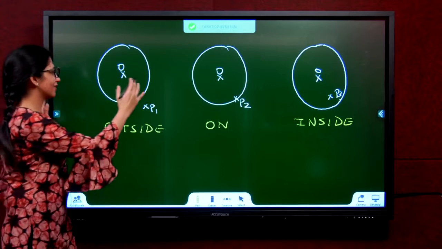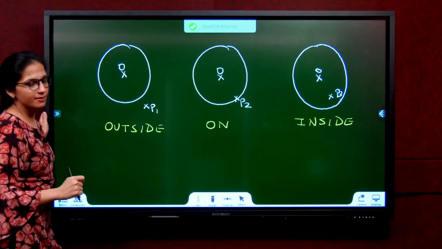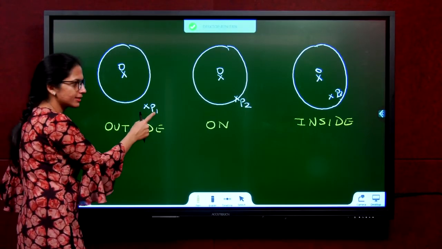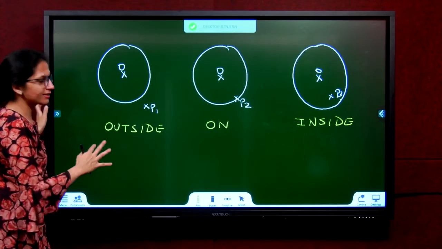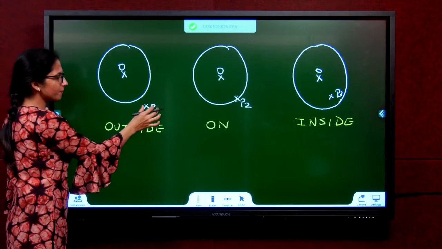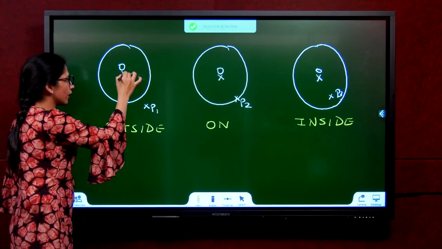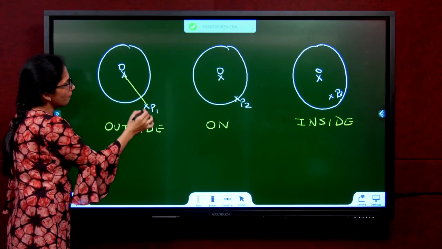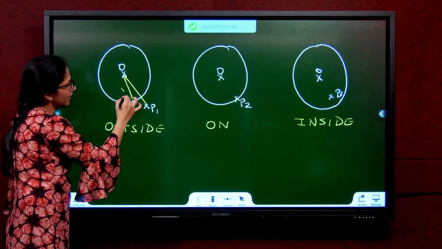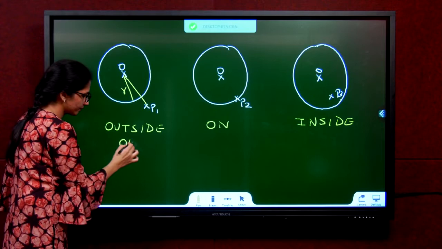So if you have a circle, there are 3 ways where you can place a point. You can place the point outside the circle, on the circle, or inside the circle. Let us see what the different cases mean. If the point is outside the circle and I join this, then this OP1 will be more than the radius. Do you agree?